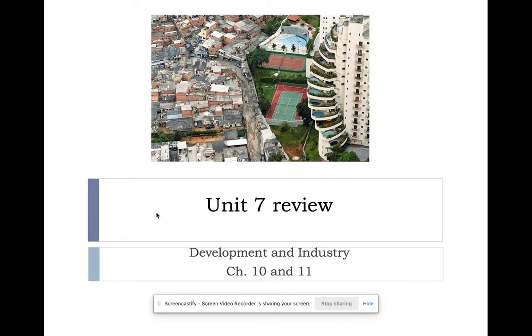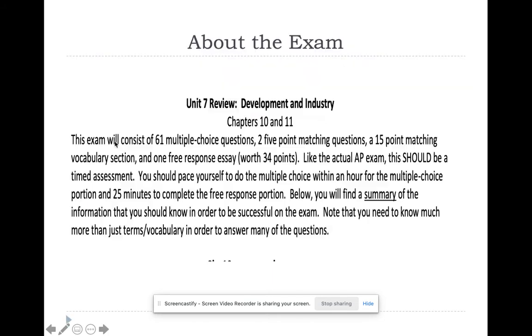All right, AP Human Geography students, welcome to the review for the Unit 7 exam, which is our last unit of the year. It is going to cover both development and industry, which is found in chapters 10 and 11.